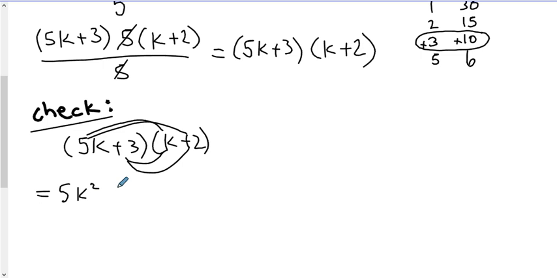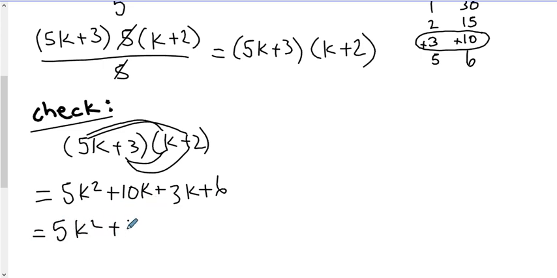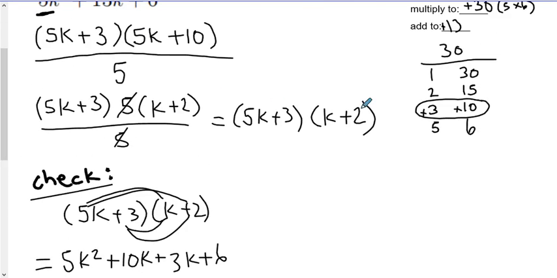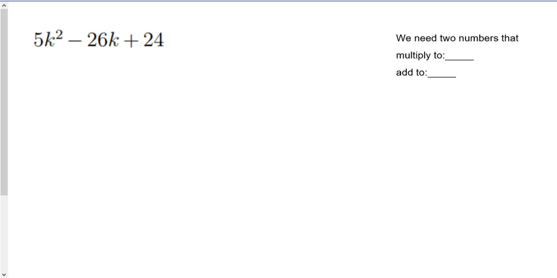So here we have 5k squared plus 10k plus 3k plus 6, and we add our like terms, so we have 5k squared plus 13k plus 6. Now we go back and check that this is what we started with. When we go up, yes it is. So I know that when I factored, this answer is correct. All right, we are going to go on to another example. We have this one here, and we're going to do the same thing.